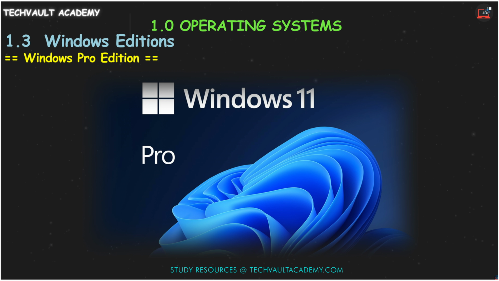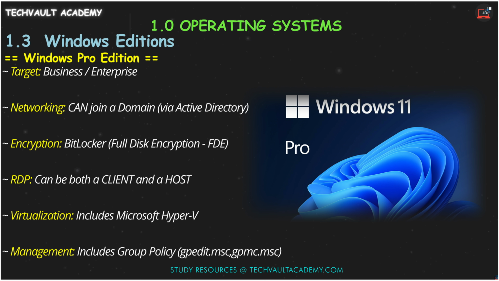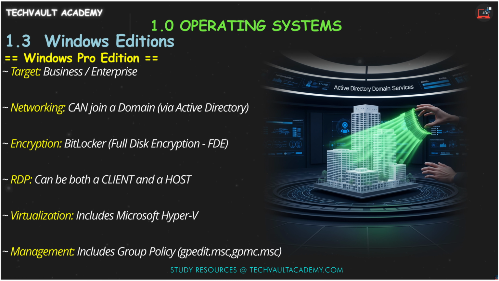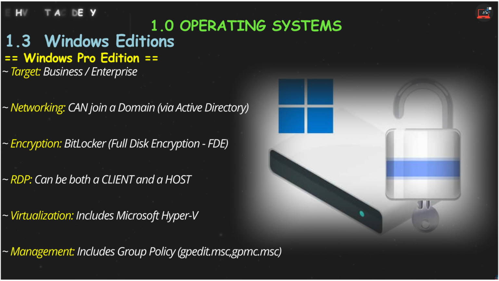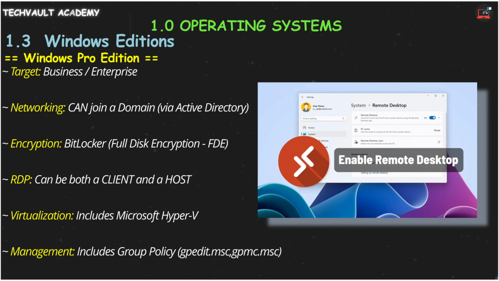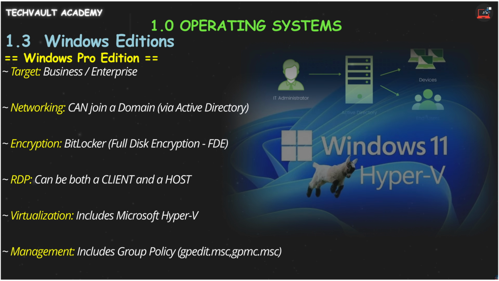This version adds the essential corporate toolkit. Most importantly, it can join a domain, which is like a large office building managed from a central security office called Active Directory Domain Services. Pro adds BitLocker for full disk encryption, or FDE. It can act as an RDP host for remote support and includes Hyper-V for virtualization. It also enables group policy.